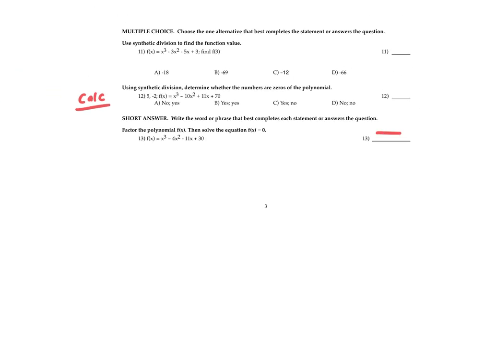Okay, on number 13. This is asking me to do two things. It's asking me to factor it, and it's asking me to solve it. And we've done several problems like this. The reason I say you don't necessarily have to put anything on the blank is because of the way that we're going to write this.